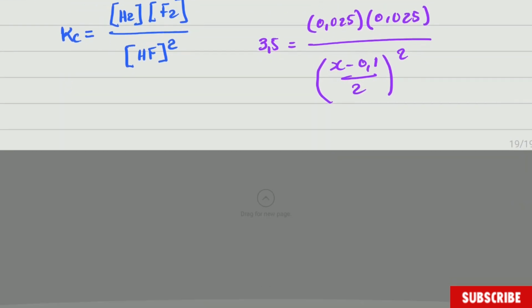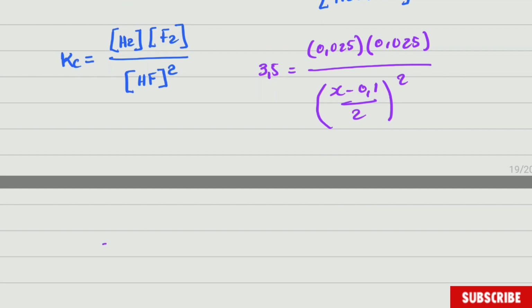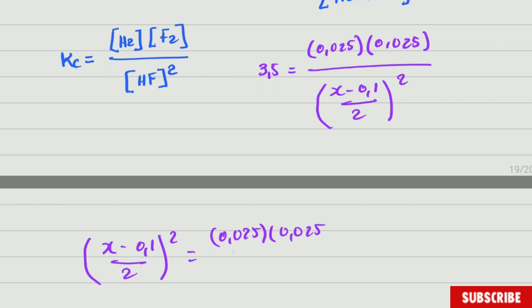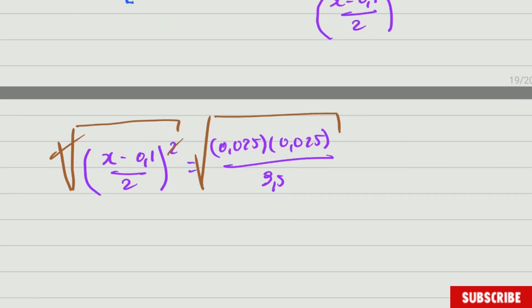Now, the best way of doing this one is to rearrange the equation and, for instance, say that x minus 0,1 divided by 2, everything squared, is equal to 0,025 multiplied by 0,025 divided by 3,5. I swap places there. And then you can find the square root on both sides, so that square is gone, and then everything is a linear equation here. Guys, it's quite simple.